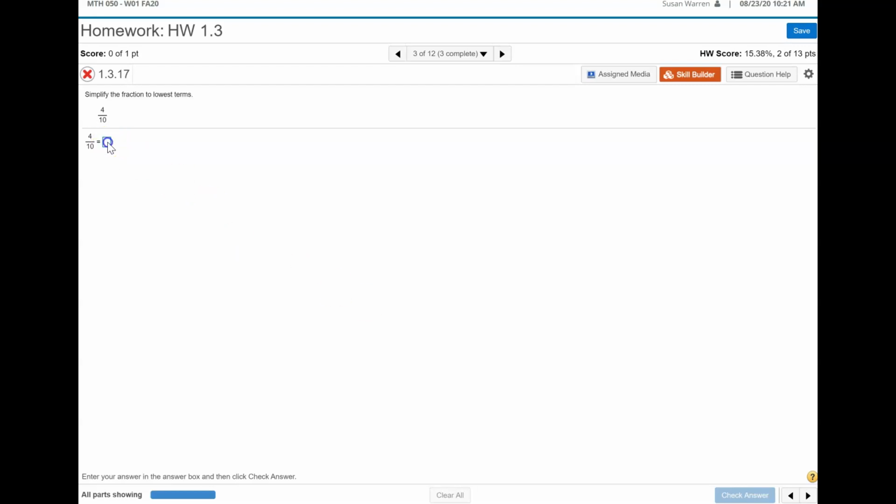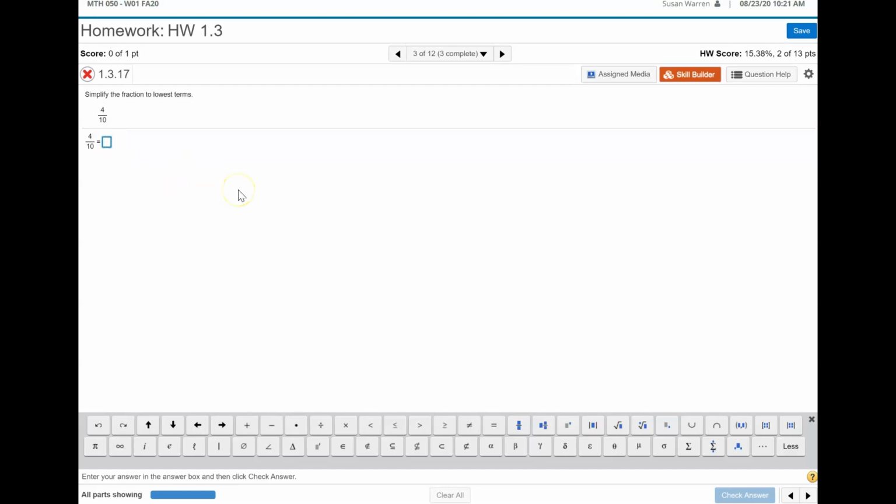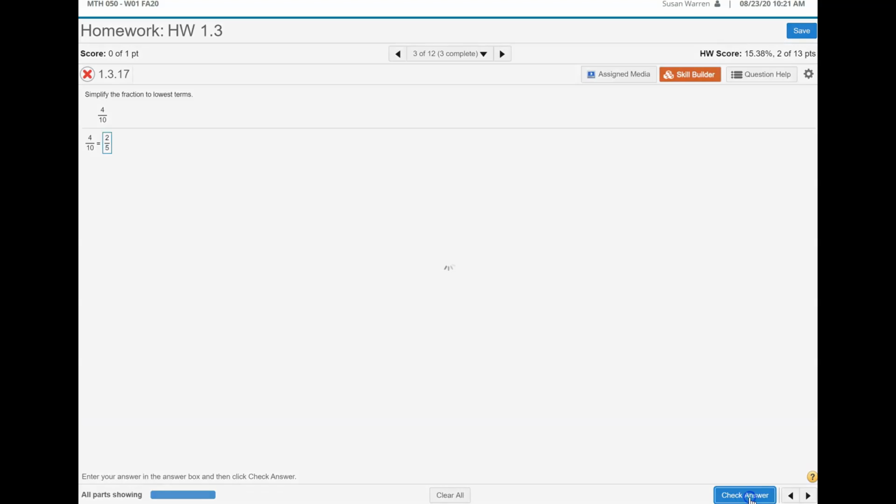And so this time we can see if we can get this right. 4 and 10 are both divisible by 2, right? So this would be 2/5, and that is the correct answer. So when I do check answer and I get it right, it just says next question. Okay, it doesn't give you that similar question because you got it right, so you don't need a similar question. And then you can go on to your next question.